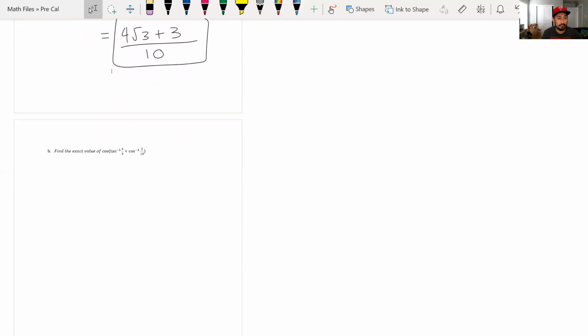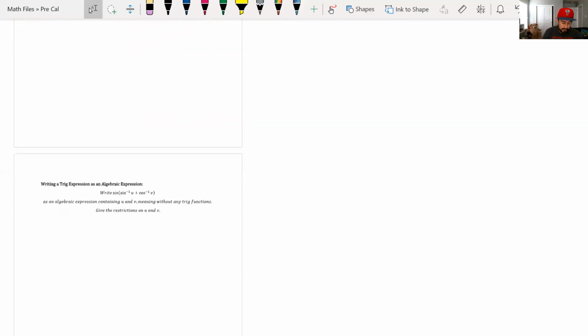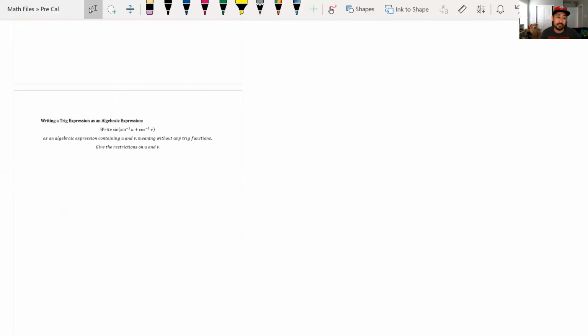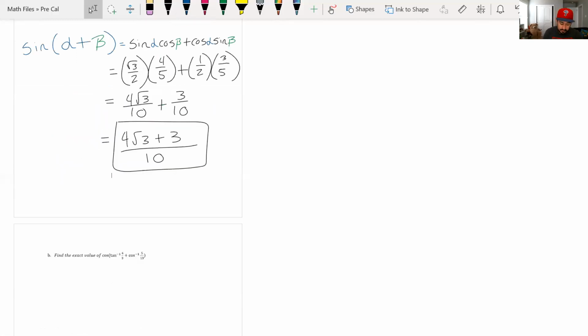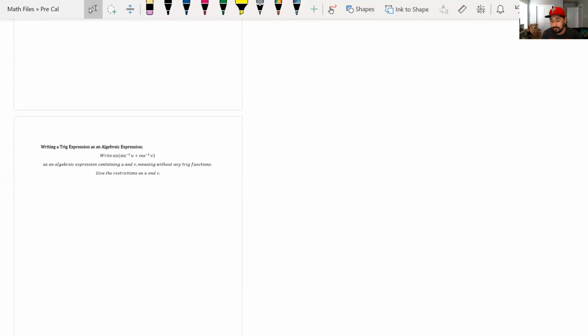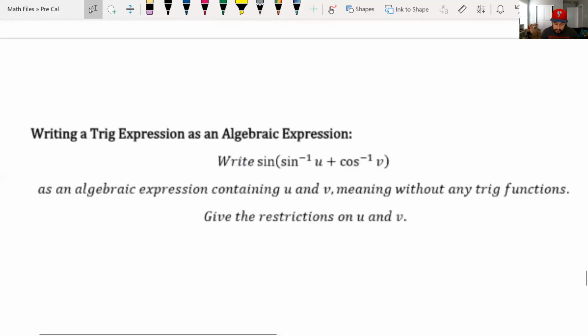B is exactly the same as what we did above, so I won't cover that, but I will do it for the notes. I just want to jump to the very last one because it deals with U and V again. So we want to write an algebraic expression containing U and V without any trig functions. So give the restrictions on U and V. We are going to do the exact same thing we did right here, but no numbers are given, just U and V. So let's do it again.